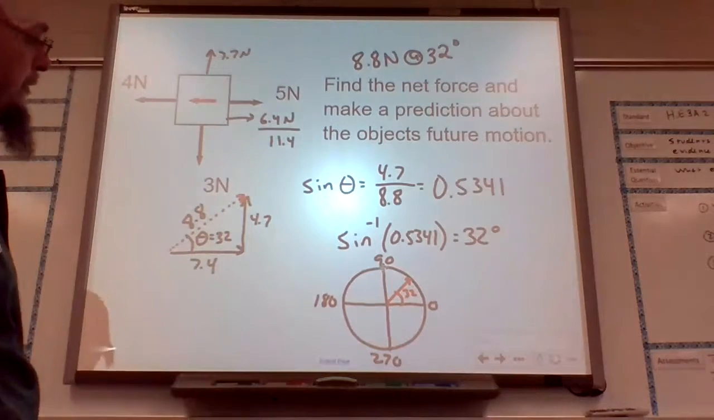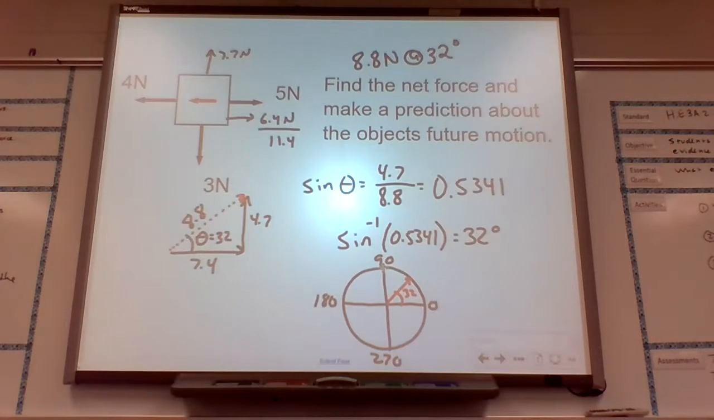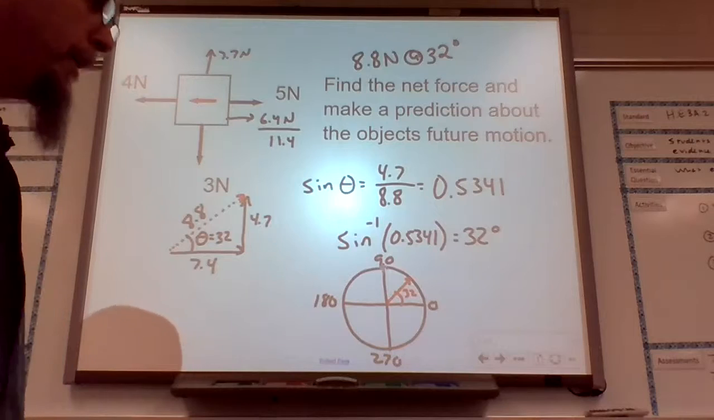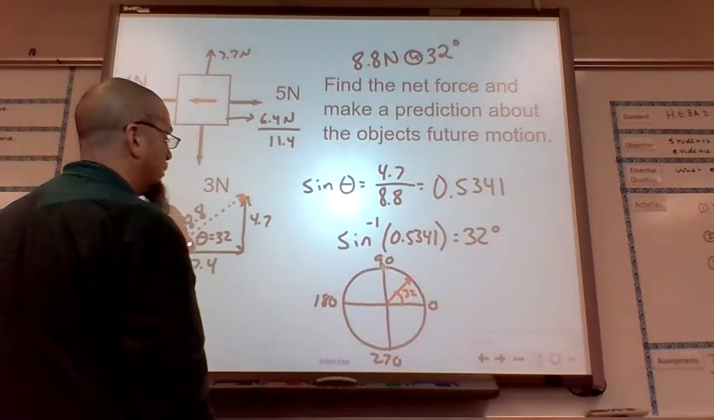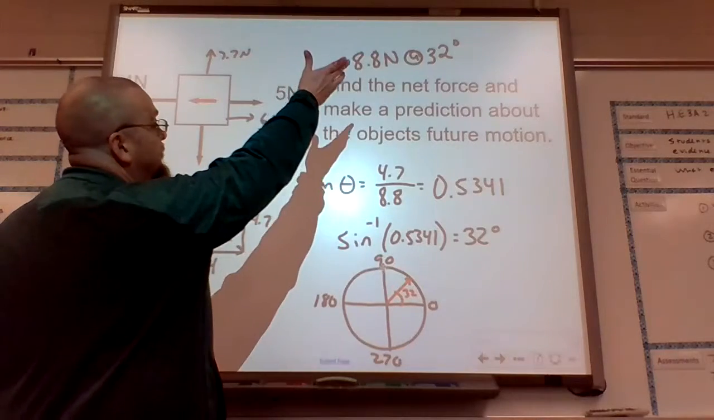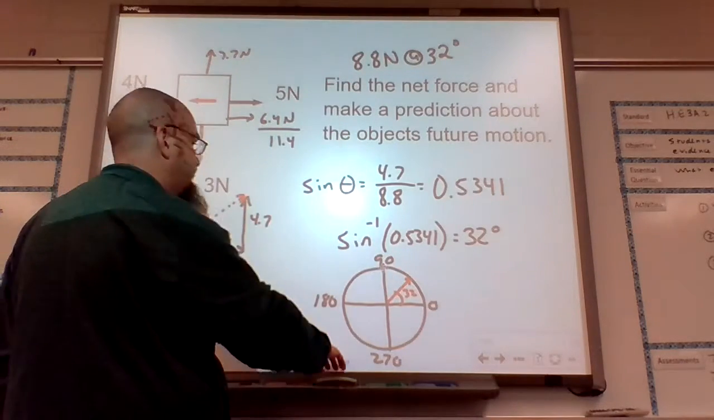And this unit circle stuff is pretty significant and pretty important. We're going to be doing circular motion at some point. And circular motion, you better know your unit circle. You better know your degrees. So there you go. That's the net force part.